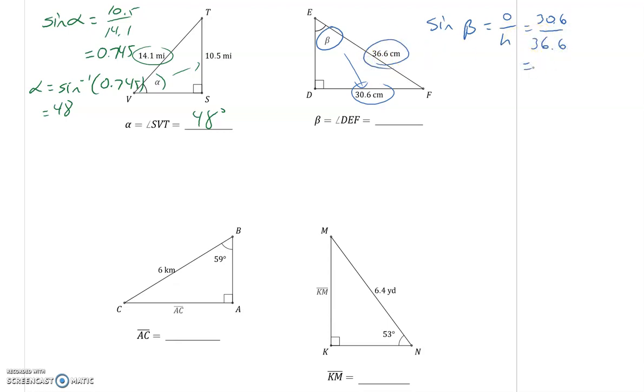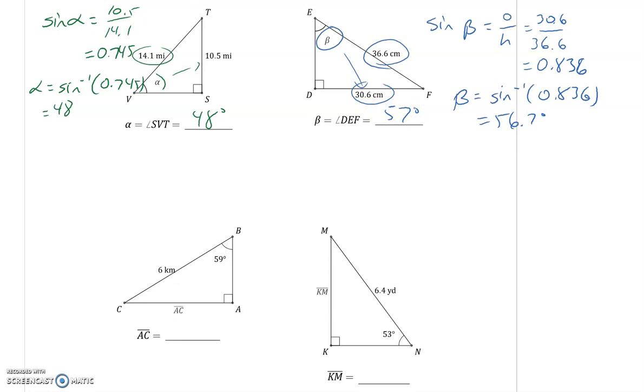All right, so 30.6 divided by 36.6, and we've got around 0.836. So to find the actual beta angle itself, I want to take the inverse sine of that. If I do that, we should get around 56.7 degrees. I'll just round that to be 57 degrees for now, something like that.